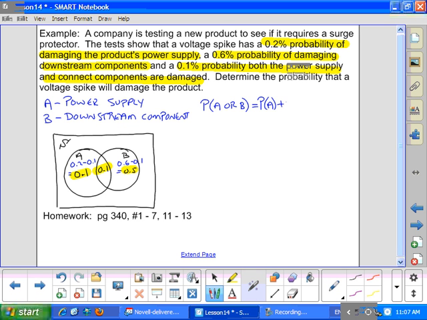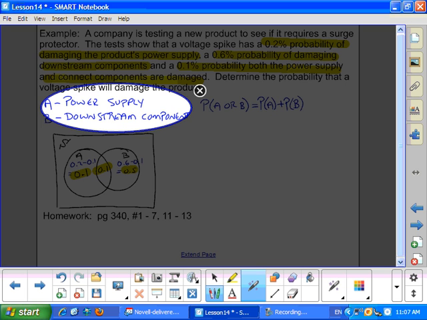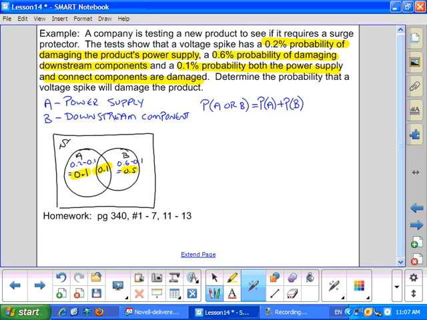So for people that prefer the formula, for event A, you have to make sure you do this component on tests. You might as well get in the habit of doing it in the homework, because this is what I'm looking for. You need to tell me what A and B are, because you're not going to write out probably power supply inside the bracket or downstream components. Too much writing. Minus your overlap. So this is the formula from the previous page. So probability of A is given up top there, it would be your 0.2 plus the probability of a downstream component, which is 0.6, minus the overlap, which is 0.1, because both of them would get counted twice.